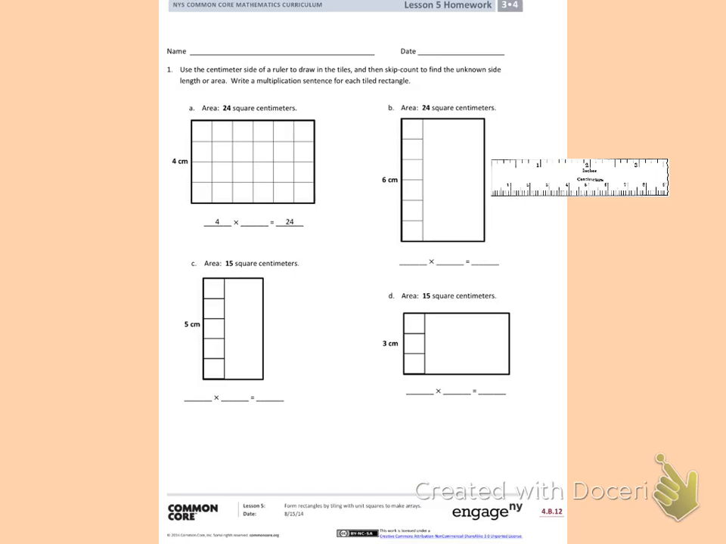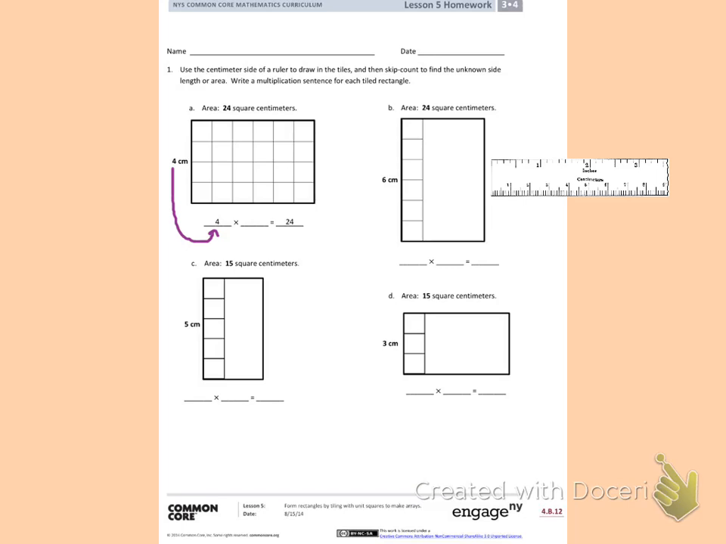Item A. The area is 24 square centimeters. On the left, you can see it's already been labeled with 4 centimeters. If the vertical sides of this rectangle are 4 centimeters, what are the horizontal sides? You can see that this 4 centimeter has already been recorded as one of the factors in the multiplication problem. You could think to yourself, 4 times what is 24?